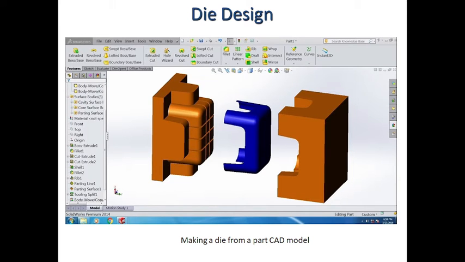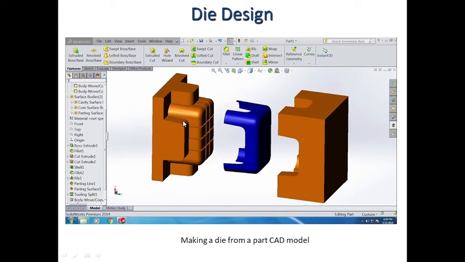Another major application is the die design. Suppose you want to manufacture some part, and that part is to be made with the help of, for example, injection molding. In that case, you will need two halves of the die, which is a permanent mold or die, which is to be again manufactured using a CNC machine. First thing is its design and then its manufacturing.